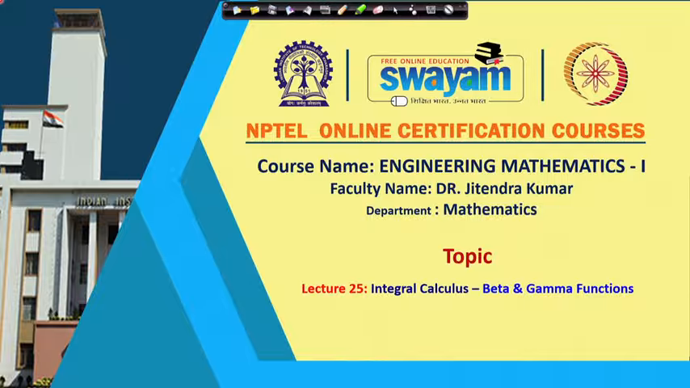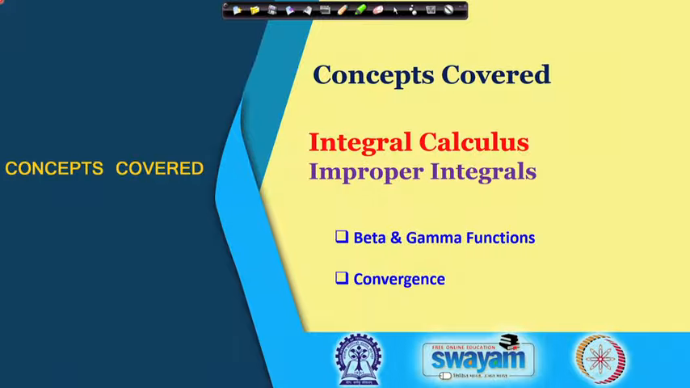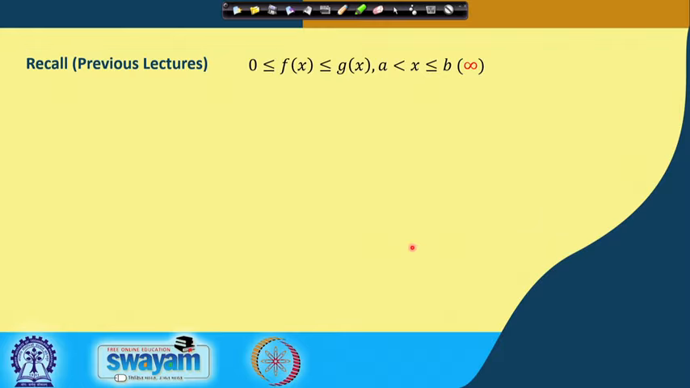So, welcome back to the lectures on engineering mathematics 1, and this is lecture number 25, and today we will be talking about some special functions, beta and gamma, which fall into the class of these improper integrals. So, mainly we will be discussing again the convergence of such special functions which are improper integrals. In the previous lecture we have seen a very useful comparison test.